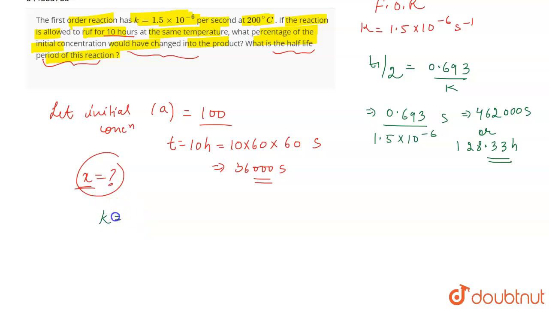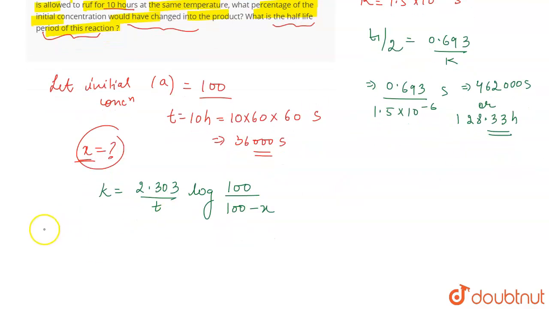Now for a first order reaction, you have k is equal to 2.303 by t log of initial concentration, which is 100, and the concentration at time t, which is 100 minus x, right? X is the amount reacted. So what is the amount left? 100 minus x. So x is what you have to determine in percentage. Now the value of k you have, the value of t you have, right? You have to just find out the value of x from here, okay?